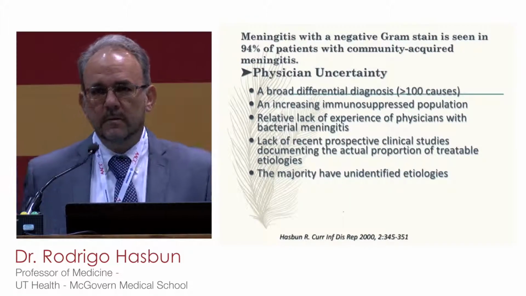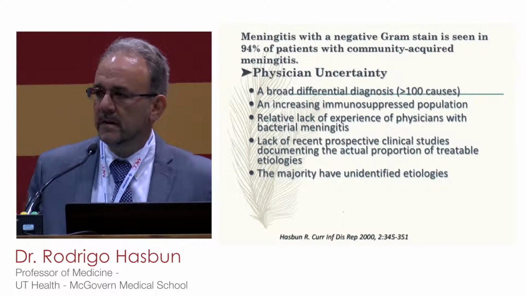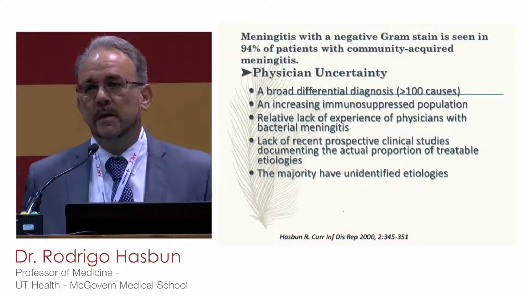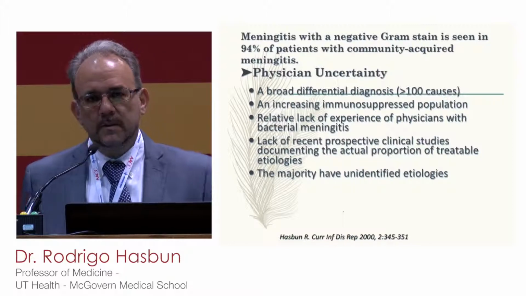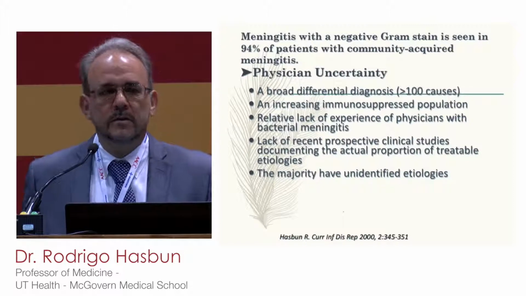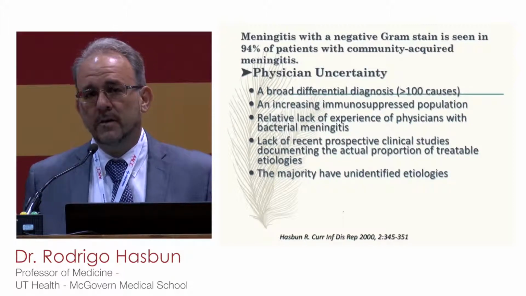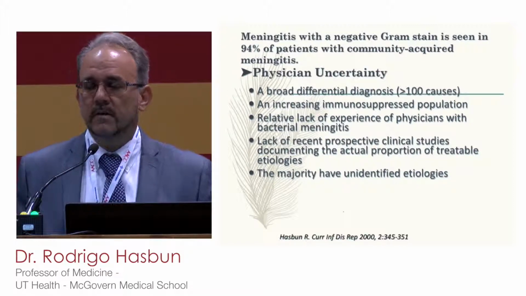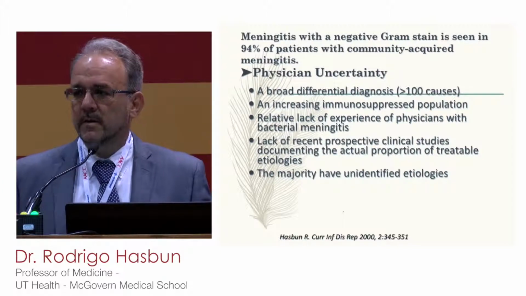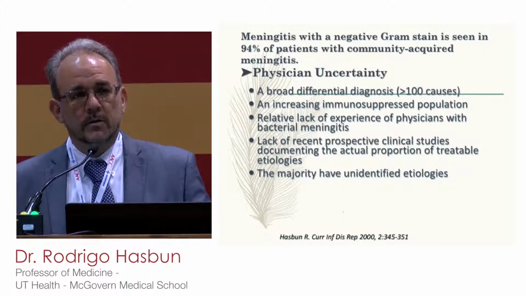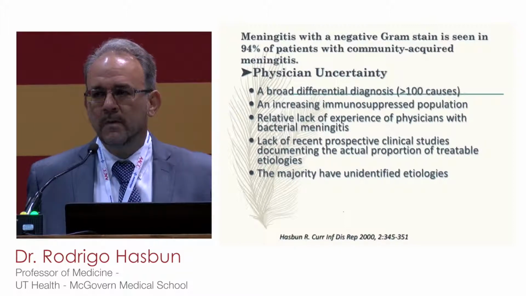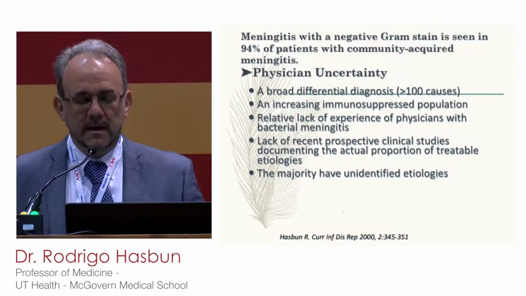The problem is that the majority of the patients that come in with meningitis don't have a positive gram stain. 94% of our patients come in with a negative gram stain, and that makes physicians uneasy. You have a very broad differential diagnosis. There's some etiologies that need to be treated urgently in order for them to survive. There's a lot of immunosuppressed patients, and at the end of the day, the majority of our patients don't have an etiology. They go home without a diagnosis. So it's frustrating, and physicians tend to admit almost everybody that comes in with any meningitis to the hospital.